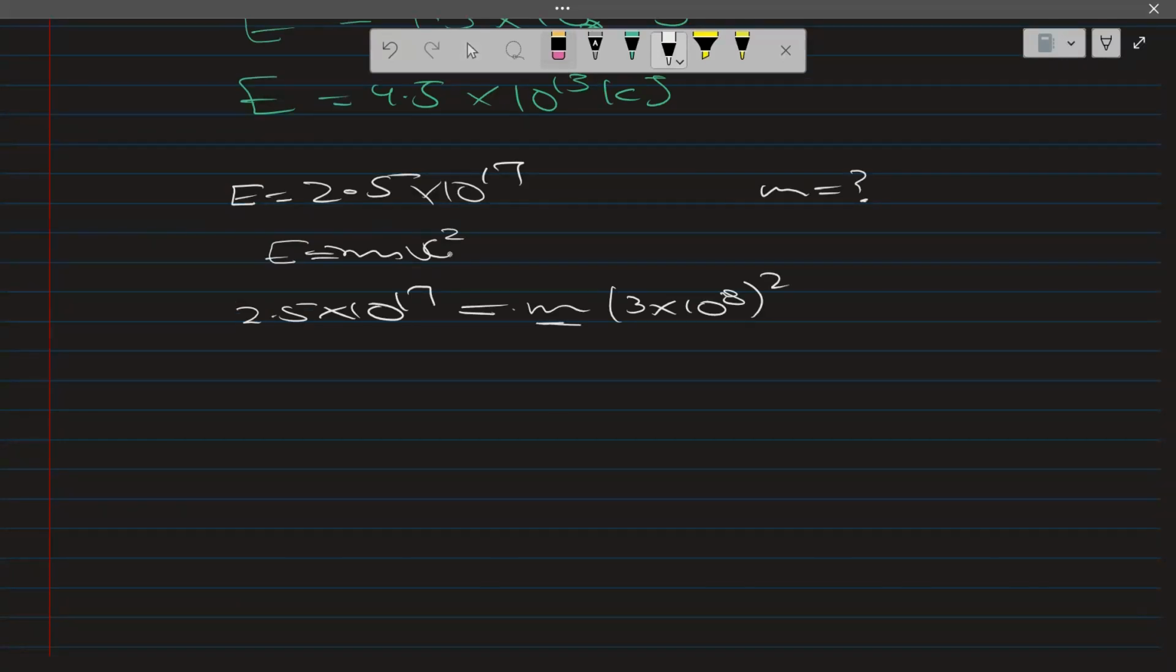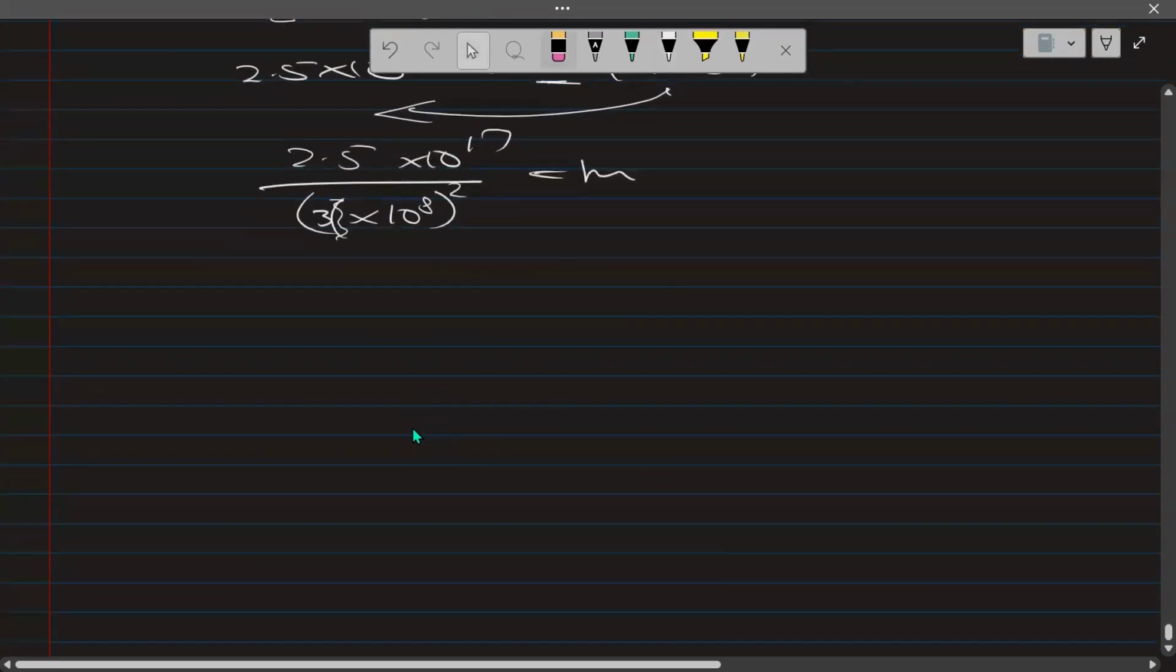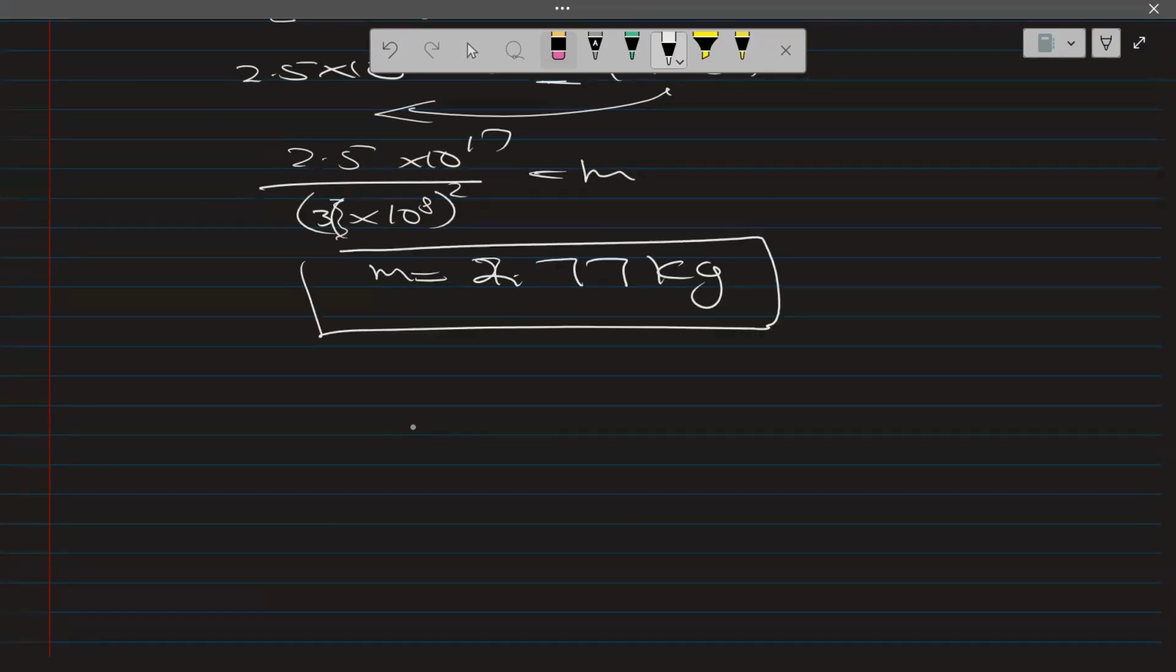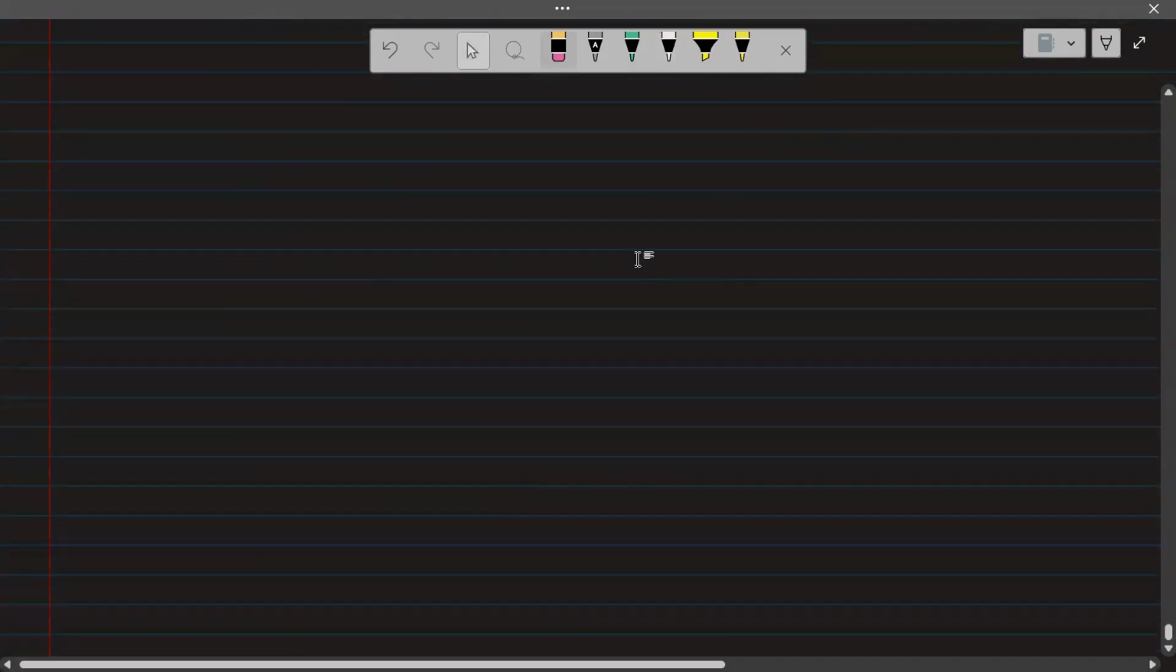So let's isolate m. For doing that, what do we have to do? We have to bring this to that place. So 2.5 times 10 to the power of 17 upon 3 times 10 to the power of 8 squared is equal to m. Let's calculate it in the calculator. Wait, let me do it. So the answer is 2.77 kg. Okay, this is the answer. 2.77 kg is the answer for the second question.